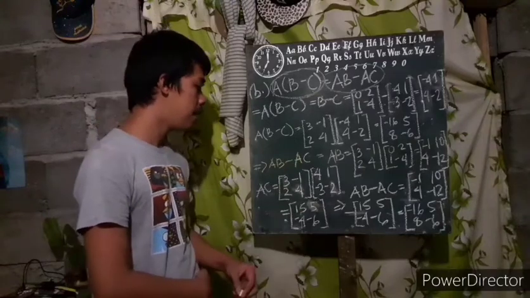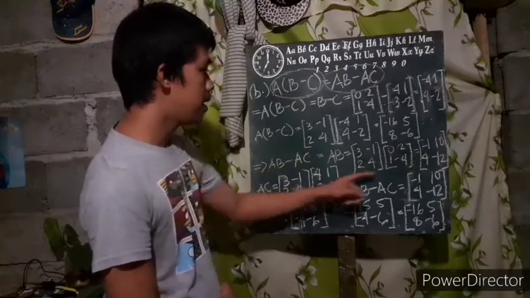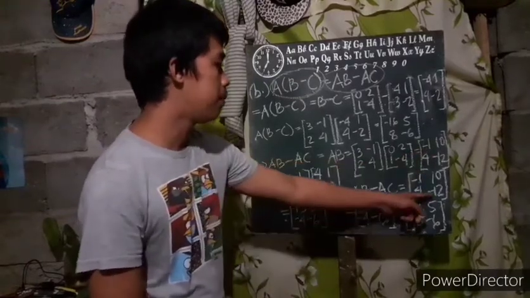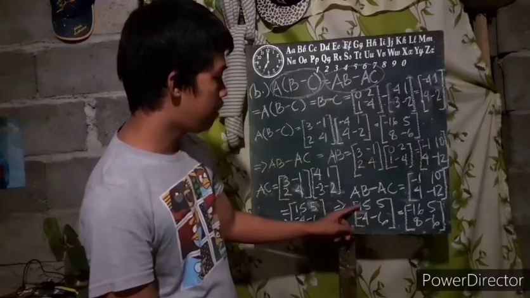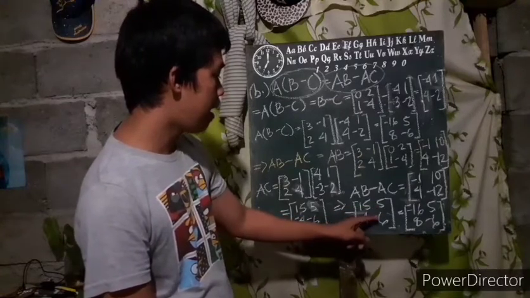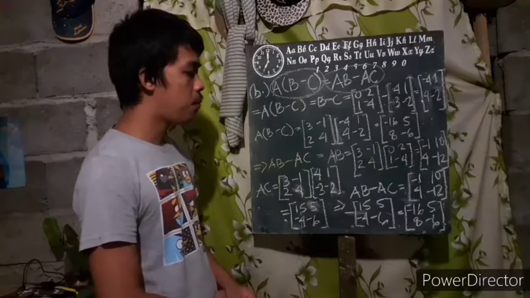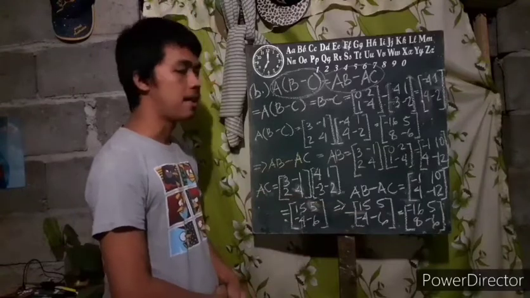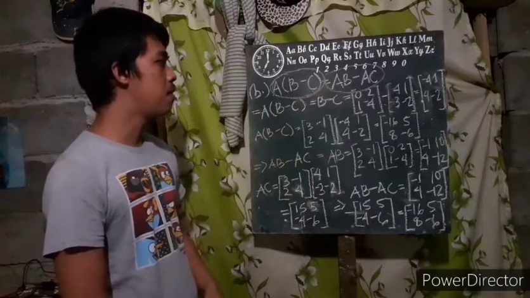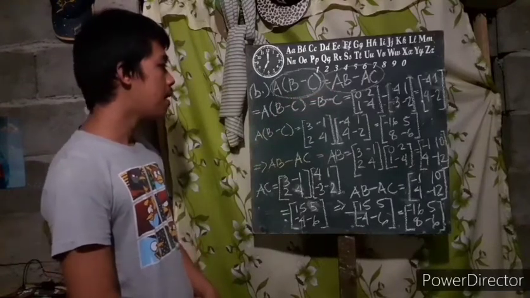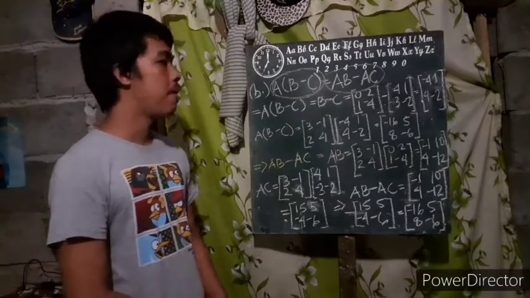So now we can finally get the answer of AB minus AC. Copy the answer of AB, which is here, negative 1, 10, 4, and negative 12. Then copy the answer of AC, which is 15, 5, negative 4, and negative 6. We subtract the two matrices and we come up with the answer of negative 16, 5, 8, negative 6. Since A times B minus C equals AB minus AC, therefore it satisfies the stated property on matrices.